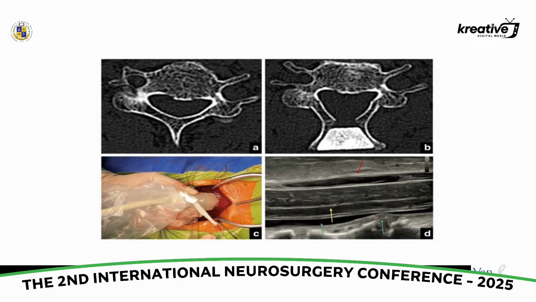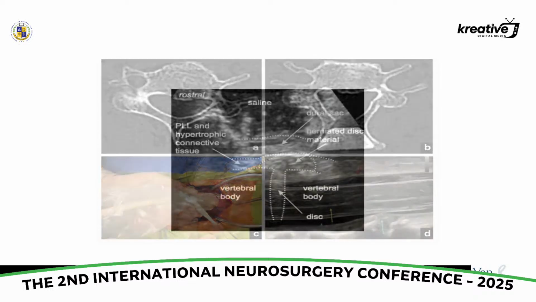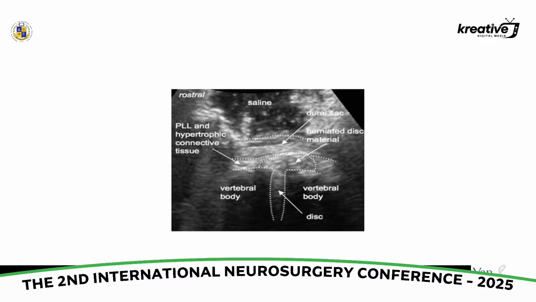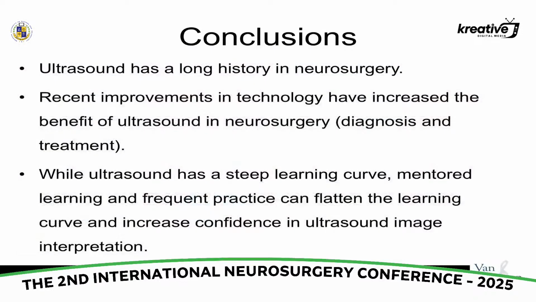We'll skip some of these, but in conclusion, ultrasound has a long history in neurosurgery. Recent improvements in technology have increased the benefit and the utility of ultrasound in neurosurgery for diagnosis and treatment. And although there's a steep learning curve, mentored learning and frequent practice can flatten the learning curve and increase confidence in ultrasound image interpretation. Thank you very much.